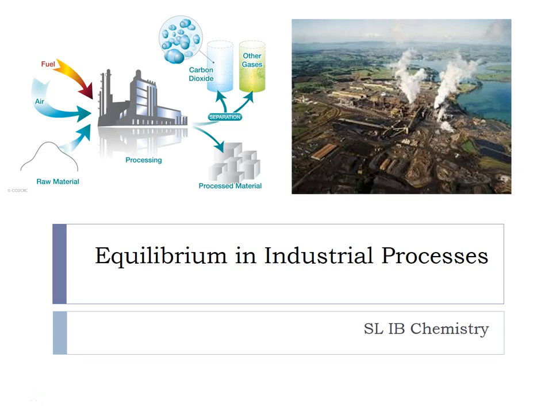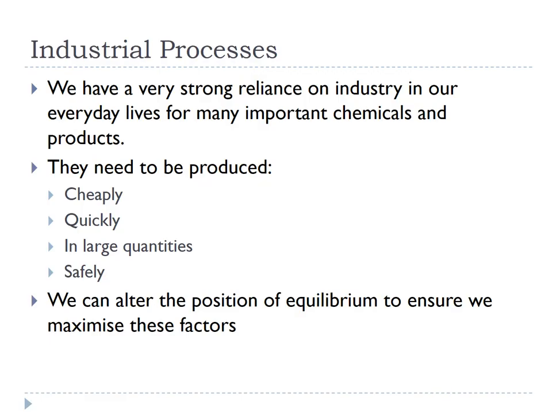So here we are at the last part of SL equilibrium that we need to be looking at, and that is taking everything that we've learned about equilibrium and applying it to industrial processes. So looking at how this applies to the real world and how equilibrium influences the industrial production of different chemicals. So essentially, all of this is talking about our reliance on industry to produce chemical products.